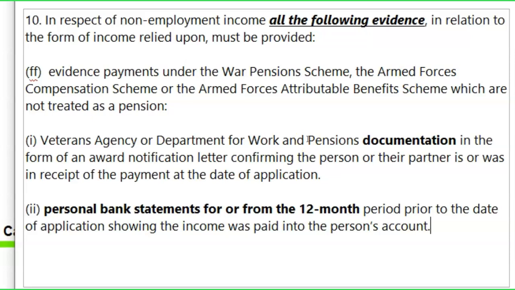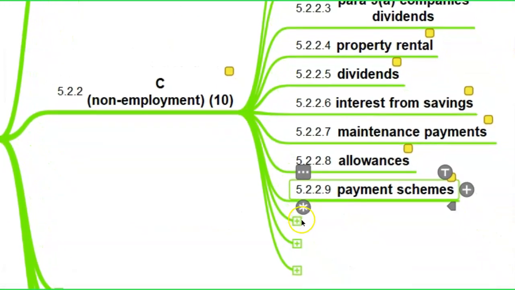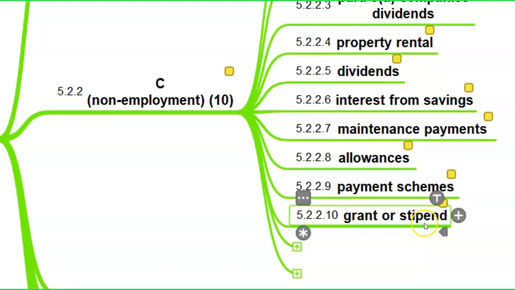The first one is anything from the Veterans Agency or Department for Work and Pensions confirming that you are entitled to these allowable payment schemes. And secondly, your bank statements for the last 12 months confirming that you were in receipt of these payment schemes. Let us talk about grants and stipends.